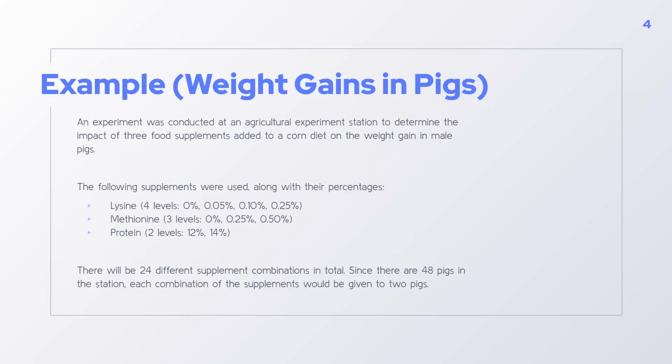24 po yung different supplement combinations kasi imumultiply lang natin. Parang combinatorics lang po. So 4 times 3, that's 12. And then times 2, that is 24. So parang kino-compute natin kung ilan yung combinations na pwede sa iba't ibang levels of lysine, methionine, and protein. So, yun po. Kaya po 24 different supplement combinations.